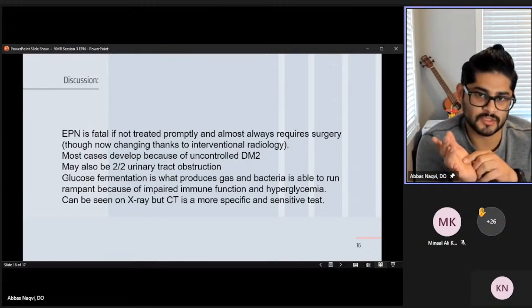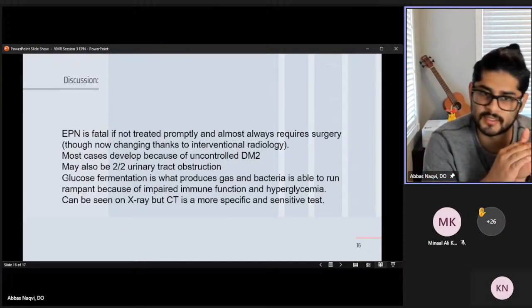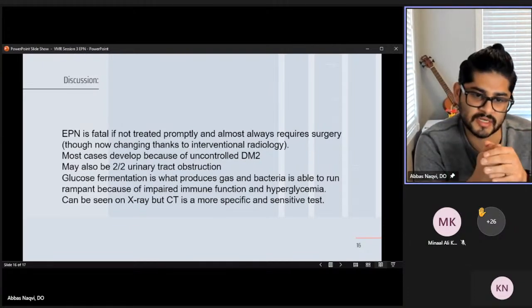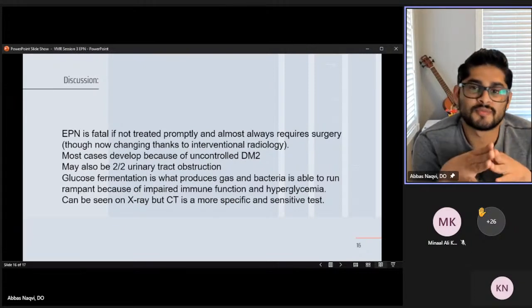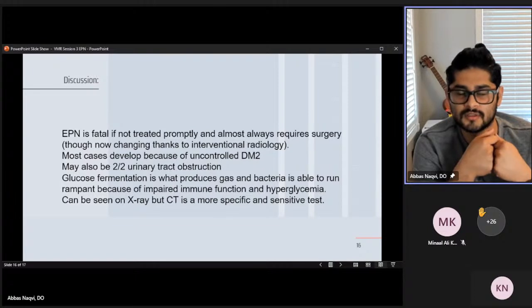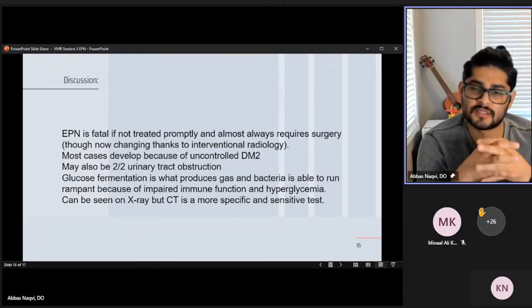Not every patient will do this. Otherwise, it would be a lot more common, right? Because uncontrolled diabetes is pretty common. And so is a UTI, so is pyelonephritis. So it's in those specific patients that have very, very severe dyscontrol of their blood sugars that this happens.